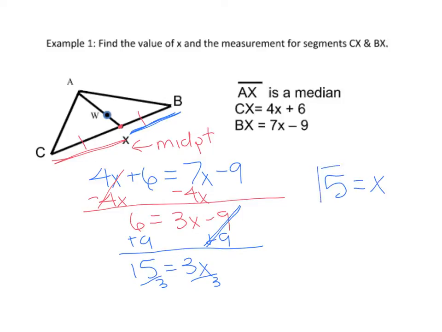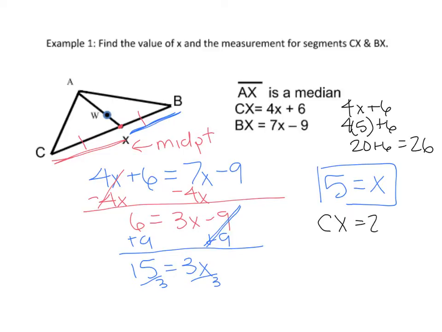So x equals 5. And they were asking for the value of x and the measurement of those two segments, CX and BX, which if you know one, then you automatically know the other. So let's just pick one of those equations to substitute x into, and I'm going to pick the 4x plus 6, which is actually 4 times 5 plus 6. 4 times 5 is 20, plus 6 gives us a total of 26. So CX is 26, and BX is also 26.